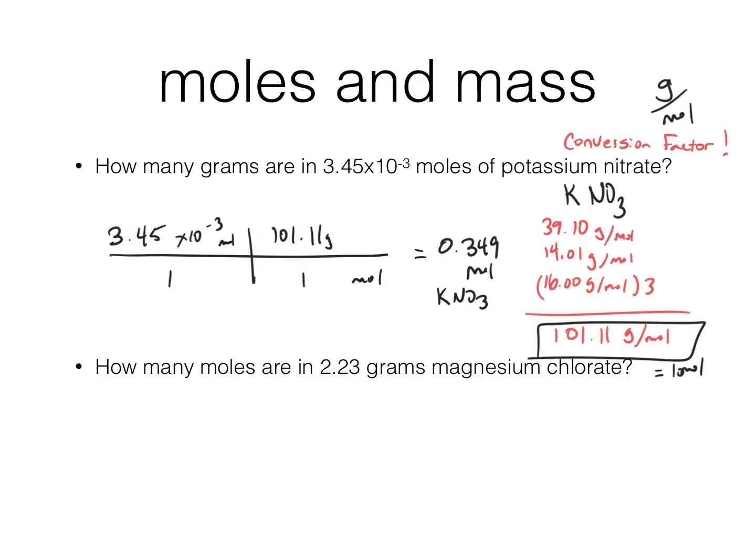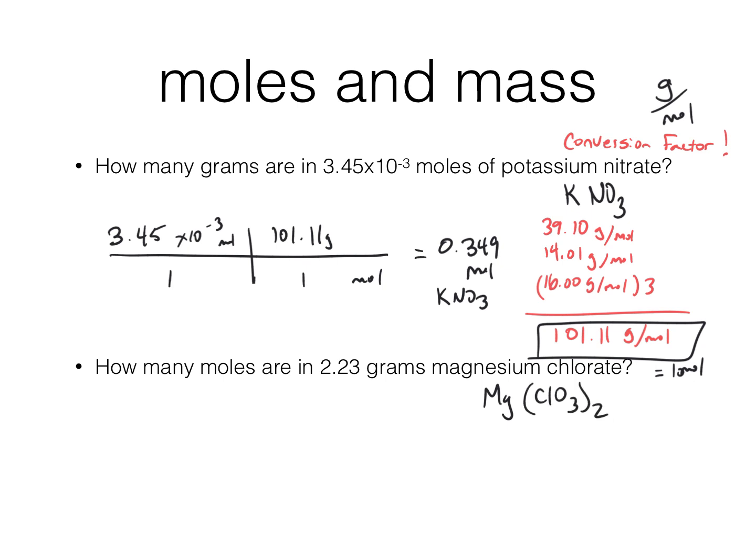Now this is an example if you have moles and you're converting to grams. What if you have grams and you're converting to moles? Well, you can use molar mass again. This time I have magnesium chlorate. Magnesium is a +2 charge and chlorate is a -1 charge, so I need 2 chlorates for every 1 magnesium.